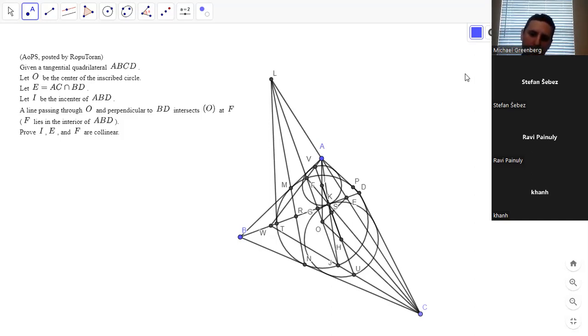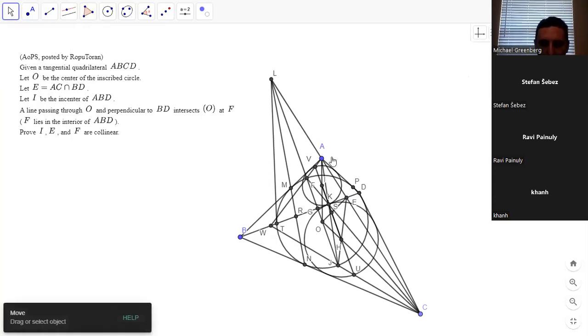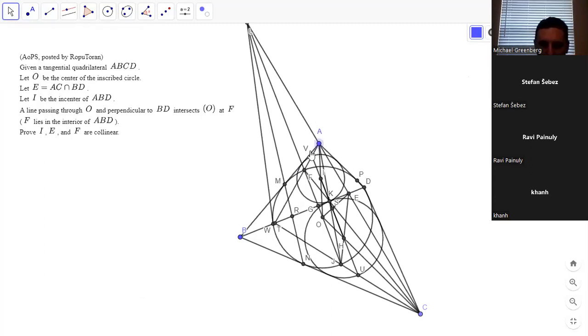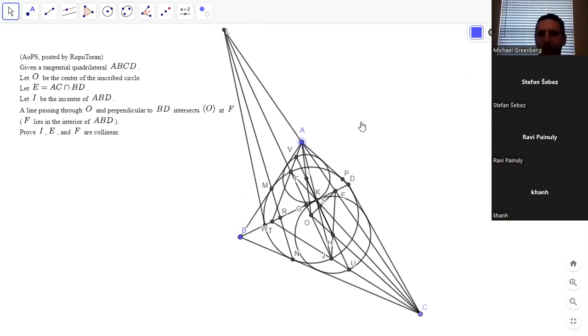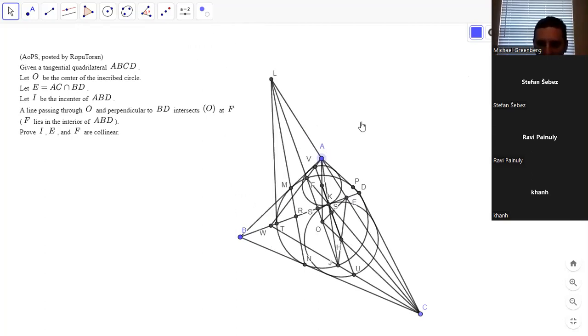Okay, so are E, H, and J collinear? We won't prove that E, H, and J are collinear. That is exactly the problem. Oh yeah, it's just symmetric to I, E, and O. Okay.